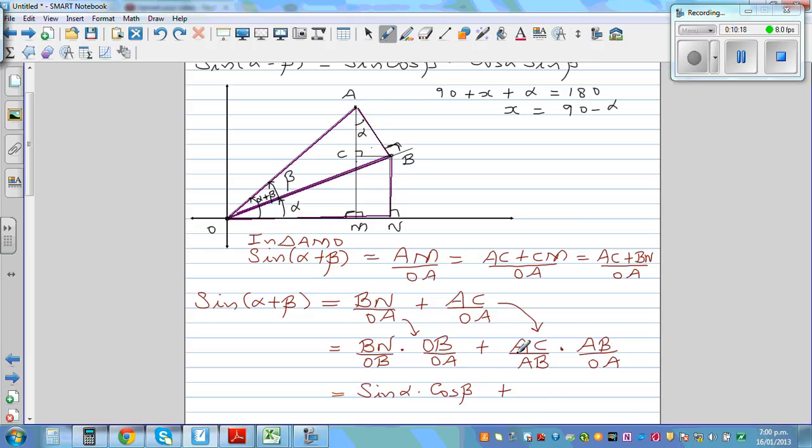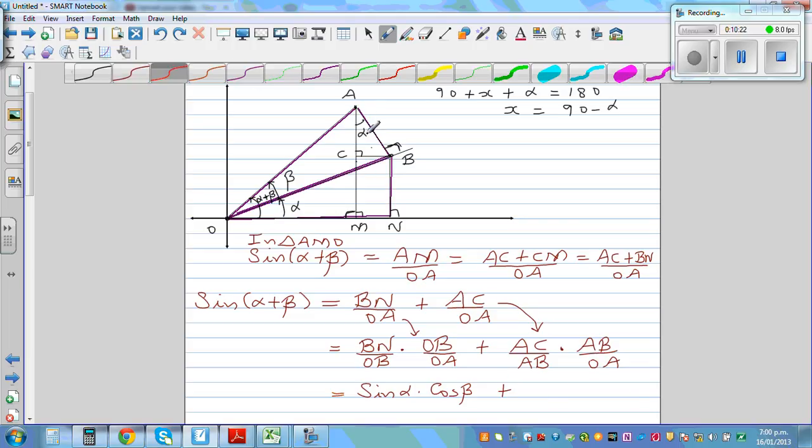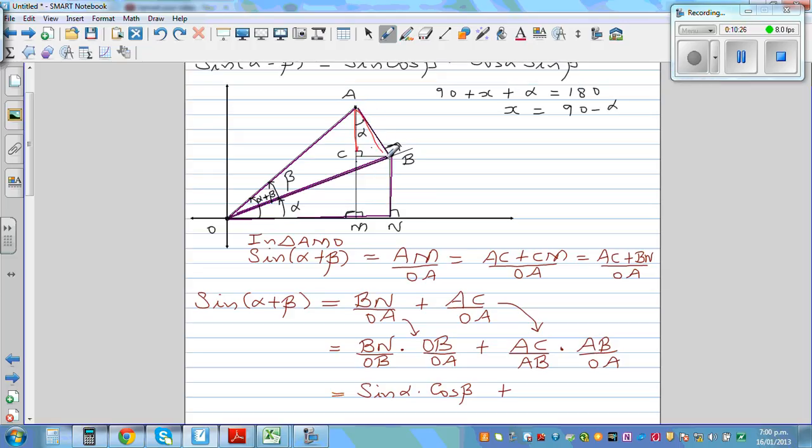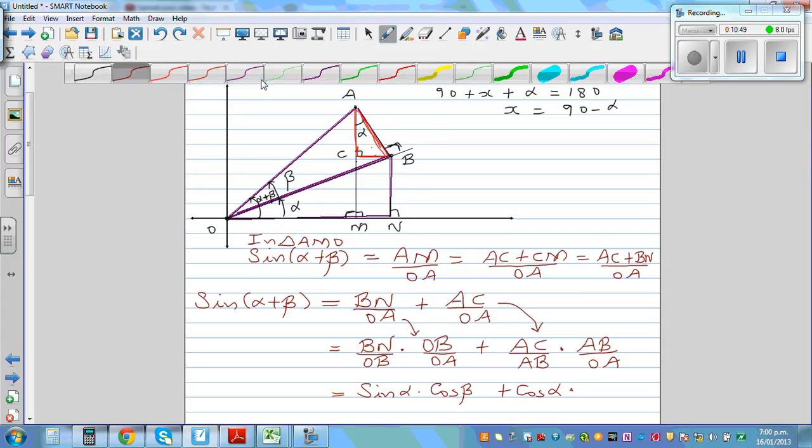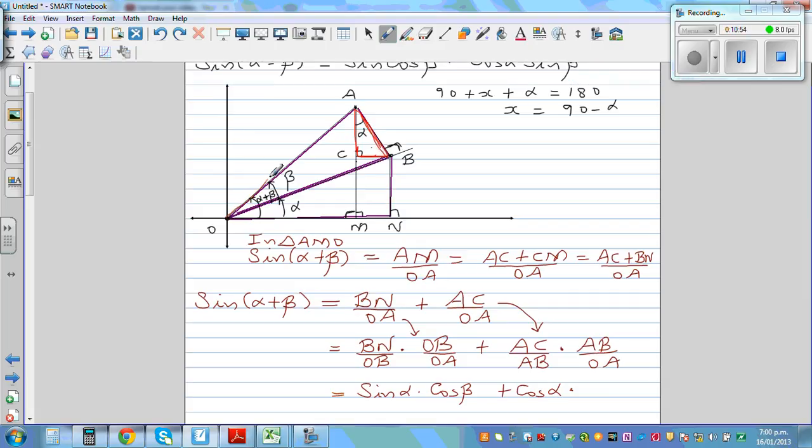Plus AC. Now I want you to look at this triangle. In this triangle, AC is the adjacent side of alpha and AB is the hypotenuse. So that is cos alpha. So this is plus cos alpha times. Now you have to look in this triangle. This is again a right angle triangle. Triangle ABO is a right angle triangle, and AB is the opposite and OA is the hypotenuse, and that is sine beta. This is times sine beta.